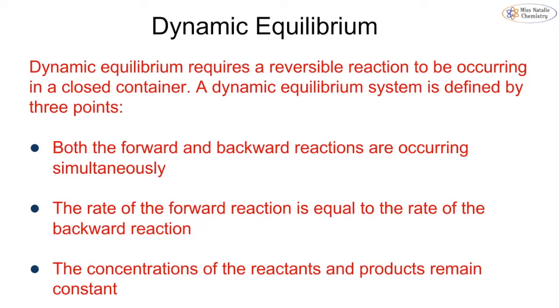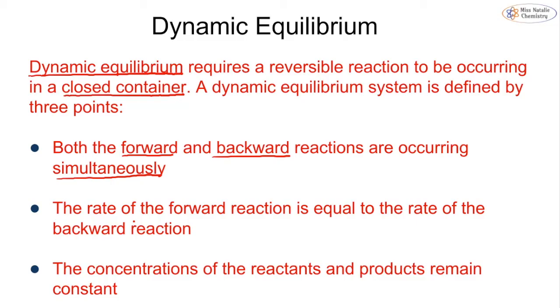Now, when we have a reversible reaction occurring in a closed container, or sometimes we use the term a sealed container, we call this dynamic equilibrium. And a dynamic equilibrium system is defined by 3 points. You have the forward and the backwards reaction happening simultaneously. So they are constantly having reactants forming products and products decomposing to reactants.